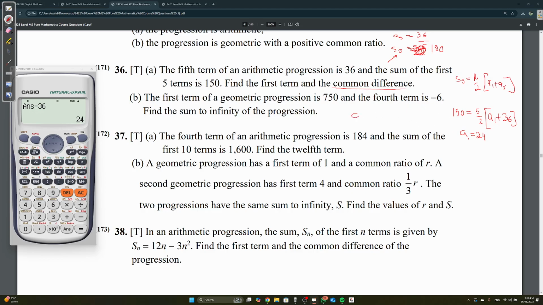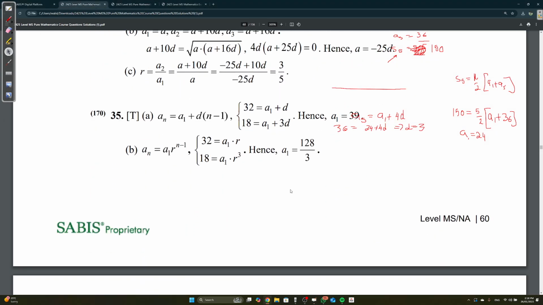Okay, you can use that a5. a5 is equal to a1 plus n minus 1 times d, so 5 minus 1, which is 4d. You can use this fact and say that 36 is equal to 24 plus 4d. You're going to get that d is equal to 3 when you solve this. So a1 is 24, d is equal to 3. Let's take a look.